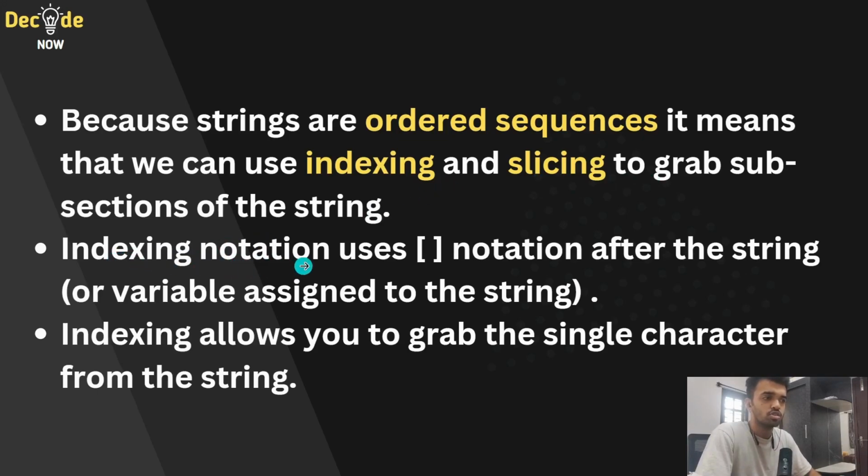In indexing we use the notation of square brackets, and within the square brackets we pass the index value, and the character associated with that particular index value will be given as the output. So indexing allows us to grab a single character from the string, as I said earlier. Moving to the next slide.